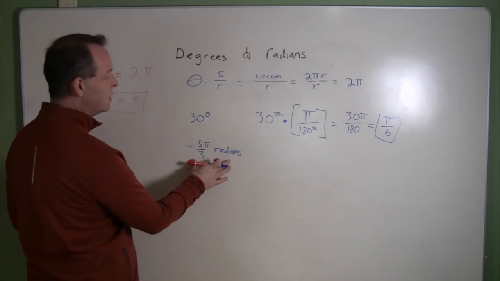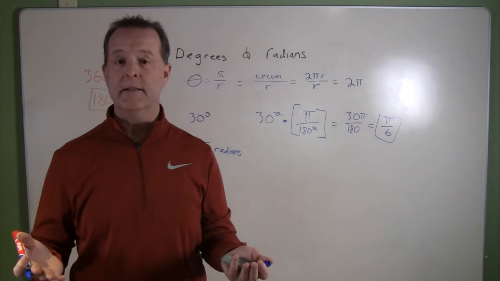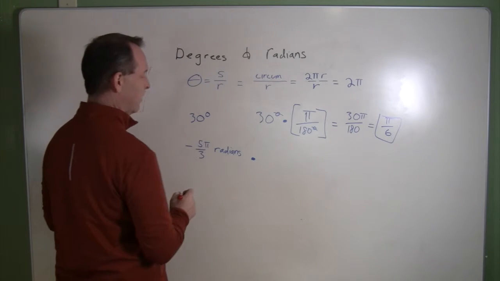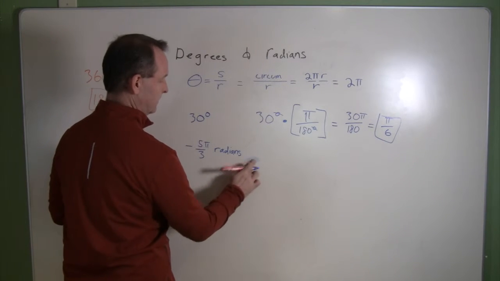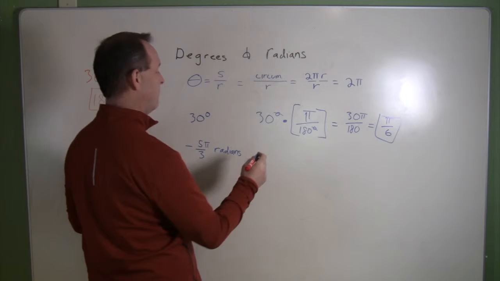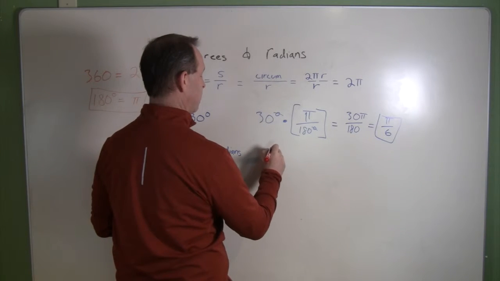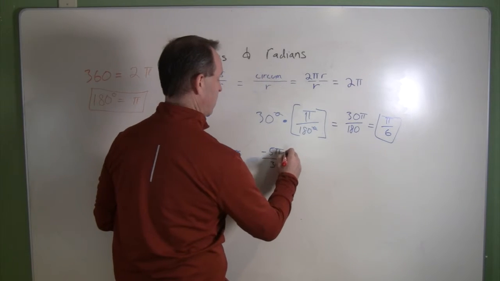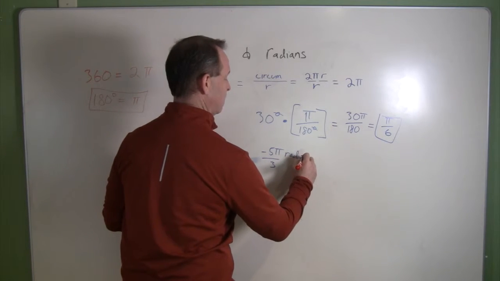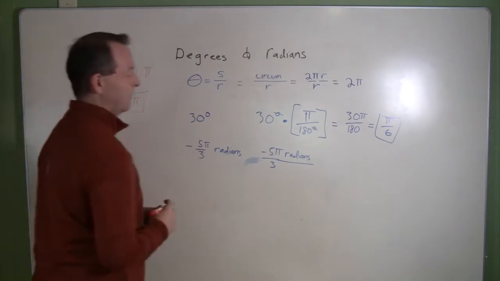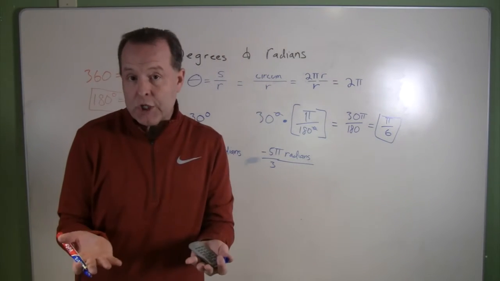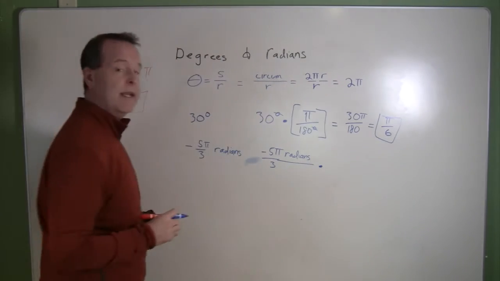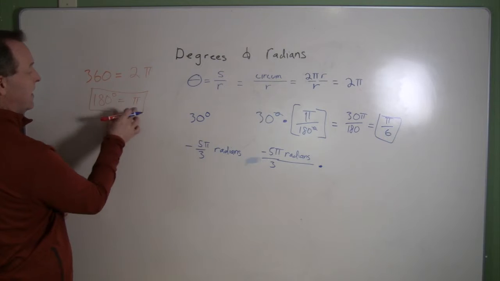All right, let's look at another example. Let's go from radians to degrees, and it's going to be the exact same idea. So I have negative 5 pi over 3 radians, and I need to multiply that by my conversion that I've discovered. I remember again that 180 degrees equals pi.